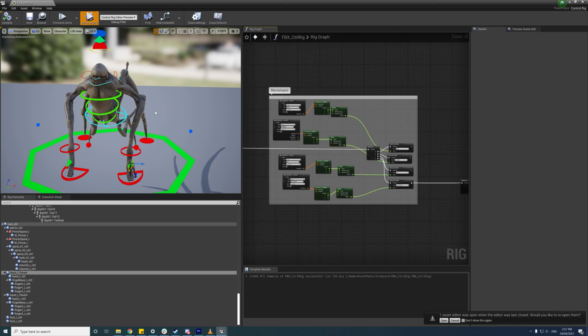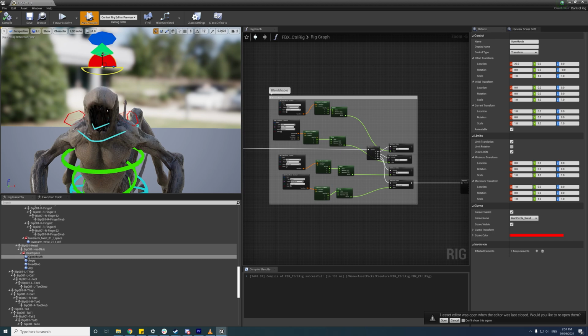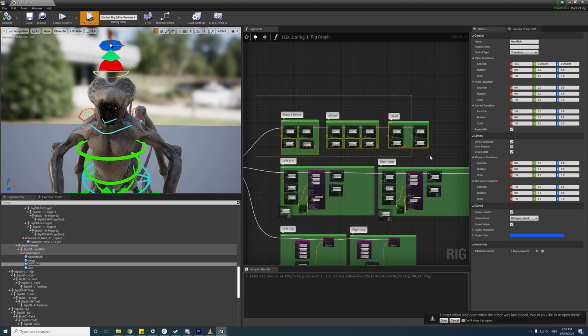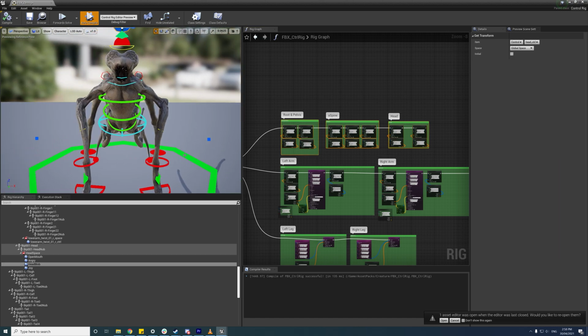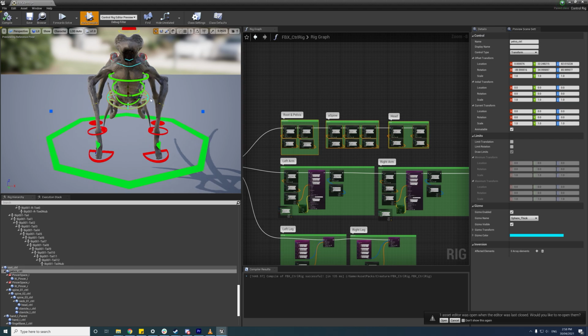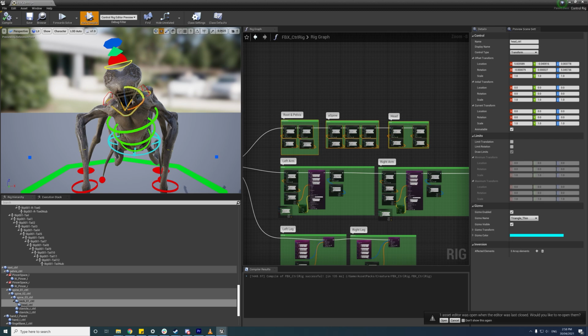This is the blend shape section. All it's doing is using the position of these controls to drive the facial blend shapes of my character. The root, pelvis, spine, head and neck is just directly setting the position of the root bone, the pelvis bone, the spine bones, and the neck bones.